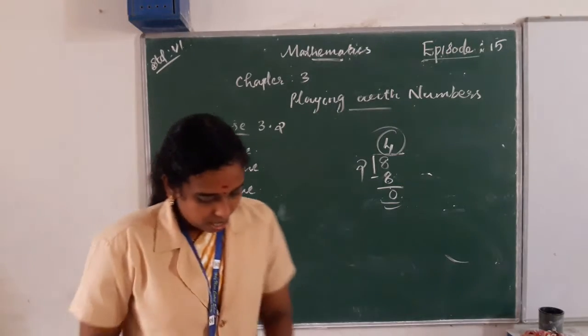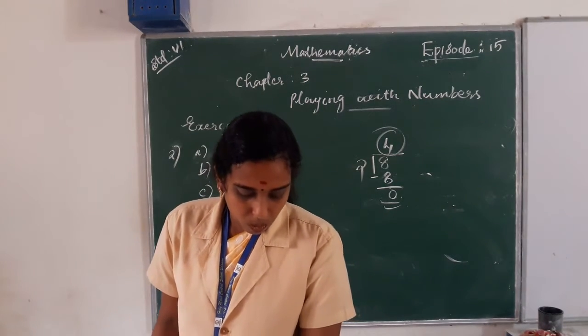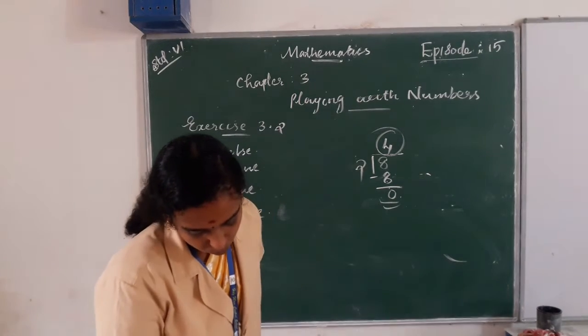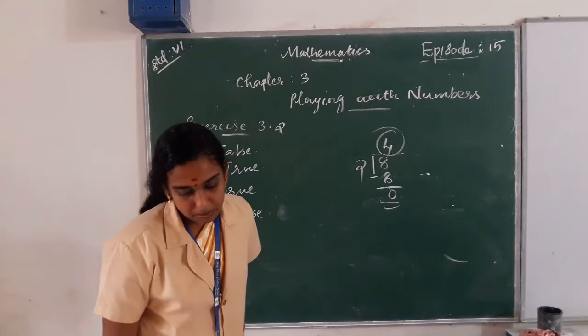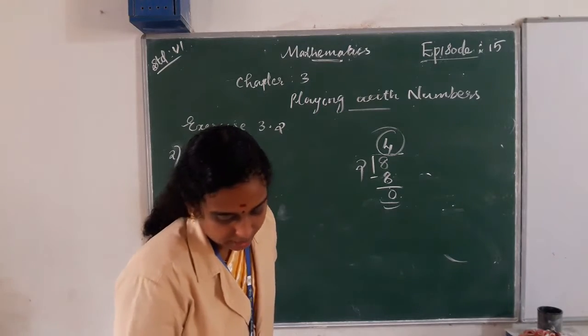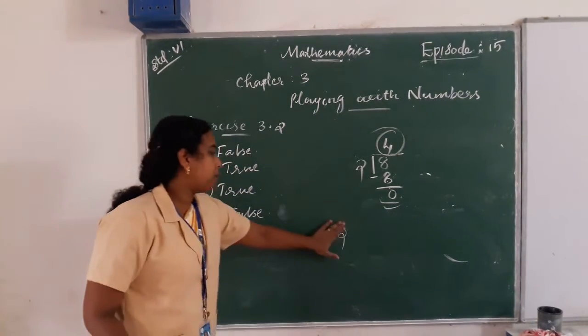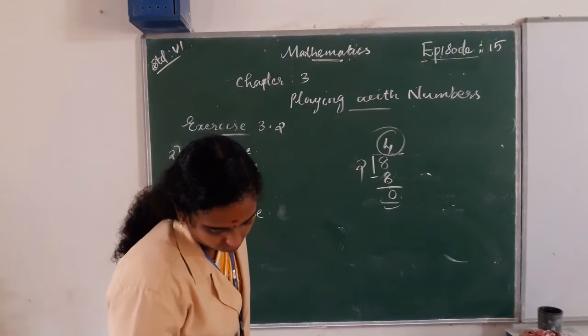And statement E: all prime numbers are odd. It is false. All prime numbers are not odd. That is, prime numbers start with 2, and 2 is an even number. So the statement is false.